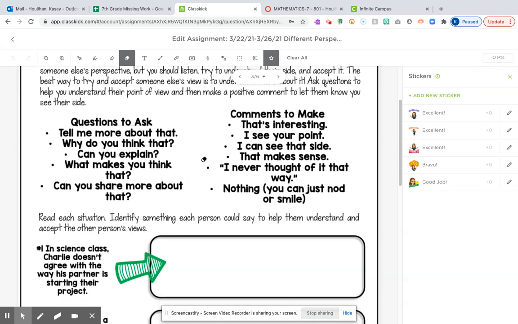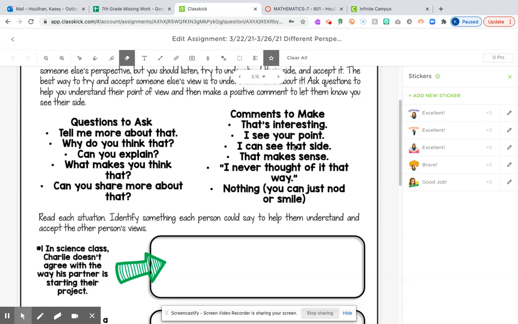Tell me more about that. Why do you think like that? Why do you think that? Can you explain? What makes you think that? And can you share more about that? So those are some things you could ask somebody to explain their point of view.